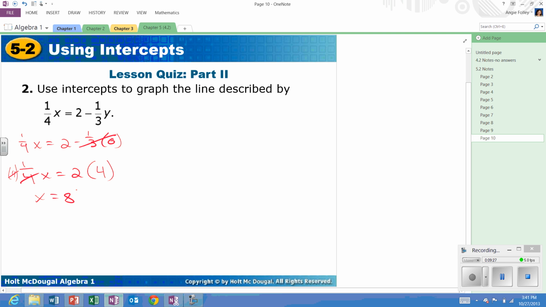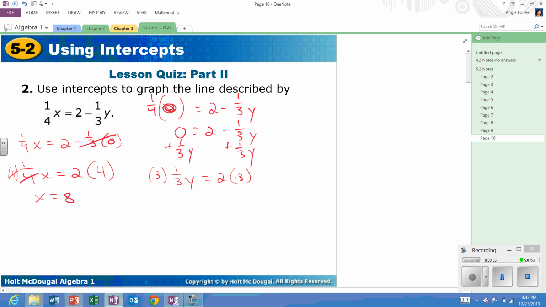Okay. Our y-intercept, we're going to plug in 0 for x. So I'm going to have 0 times 1/4 equals 2 minus 1/3 y. This becomes 0 equals 2 minus 1/3 y. I'm going to add 1/3 y to both sides because I want to move it over. That makes it positive, so 1/3 y equals 2. To get rid of the 1/3, I'm going to multiply both sides by 3. So these 3's cancel, and y is equal to 6.